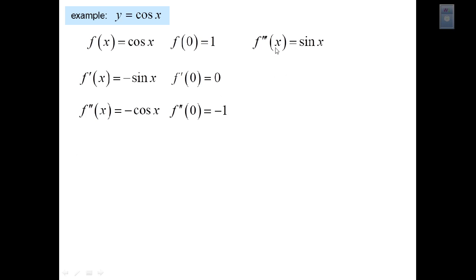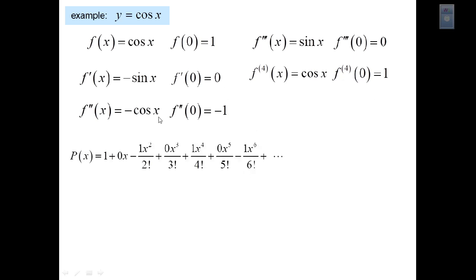f triple prime of x is sine x. And then when you evaluate it at 0, it's going to be 0. And then our fourth derivative is cosine x, back to where we started off here. Our fourth derivative of f evaluated at 0 is equal to 1. And when we put all those values in, we're going to get 1 plus 0x minus 1 over 2 factorial times x squared plus 0x cubed over 3 factorial plus 1x to the 4th over 4 factorial.